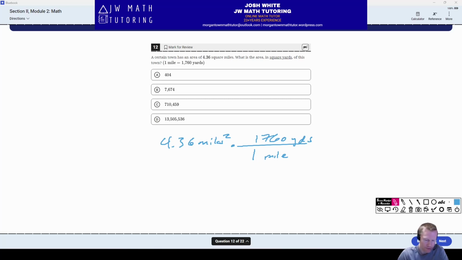The problem is this is an area, whereas this is basically a distance or linear scale factor. So you have to square this, or in other words, you have to multiply by this scale factor twice in order to get the right answer. Because then you would have miles squared, which will cancel, and you would be left with yards squared.